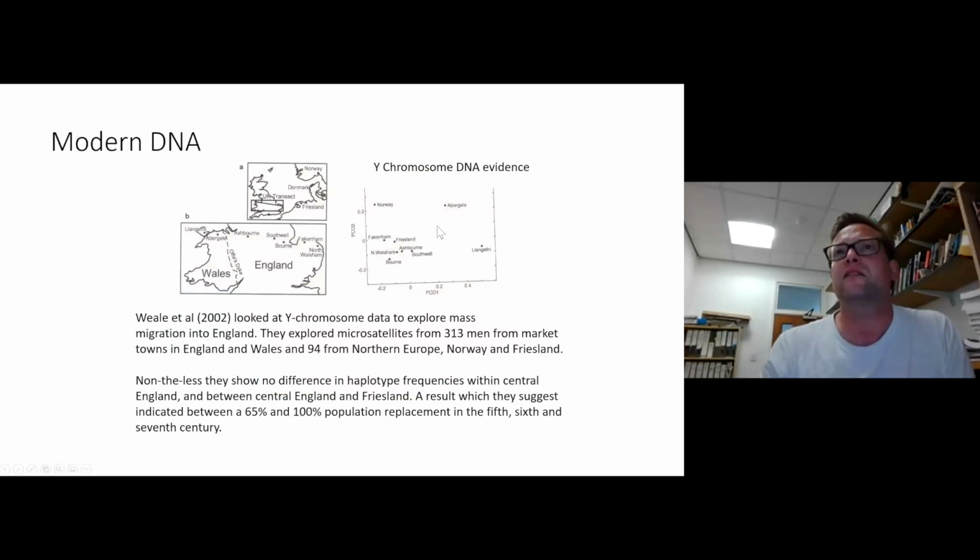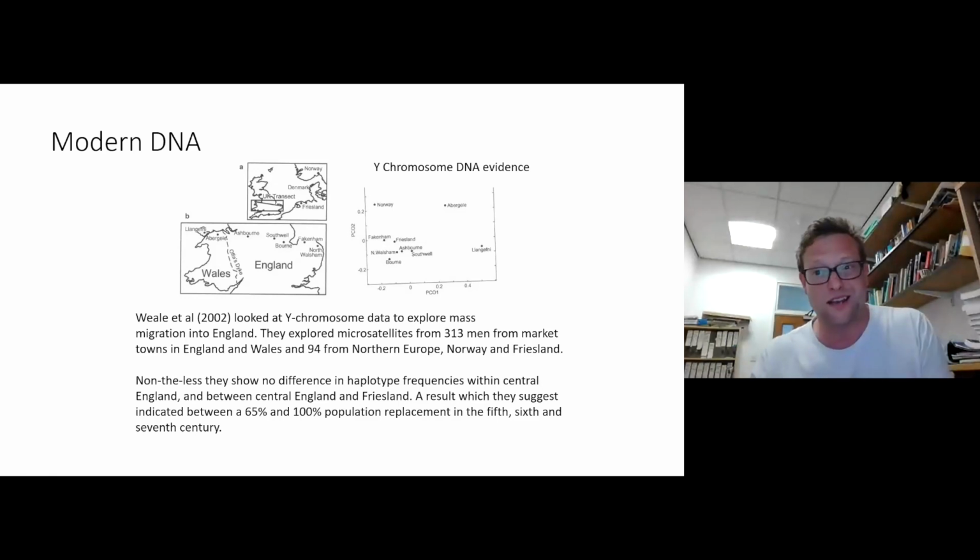Okay, and if I go back to this chart again, what you can see on the right hand side is Wales, all the way at the top, Friesland right in the middle there, and then those market towns and villages they sampled in the middle. So what they were suggesting is that the DNA indicates, and they used some very complicated statistics to do that, between a 65% and 100% population replacement in the 5th, 6th and 7th centuries.